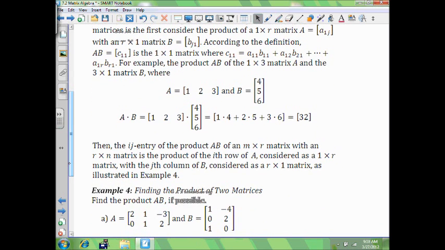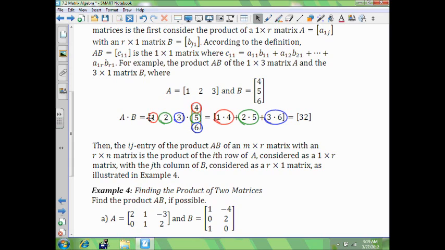So really, we're going to take the 1 times 4, plus the 2 times 5, plus the 3 times 6. So when we simplify what's inside that matrix, you're going to get 4 plus 10 plus 18, which does give you 32.